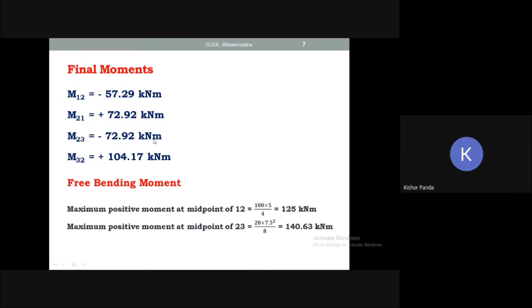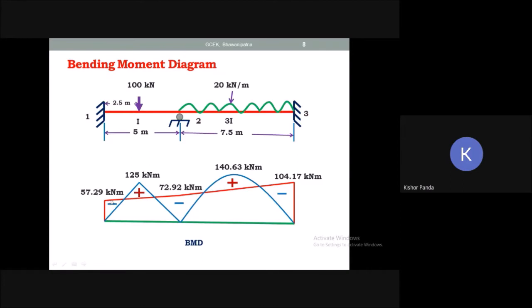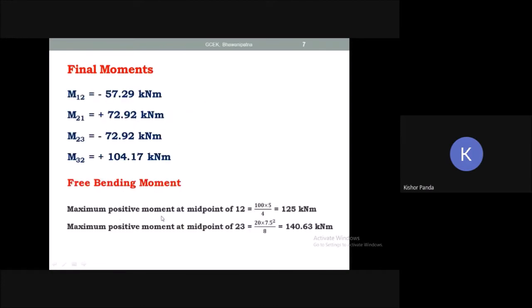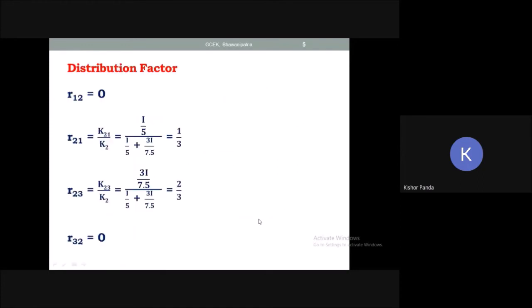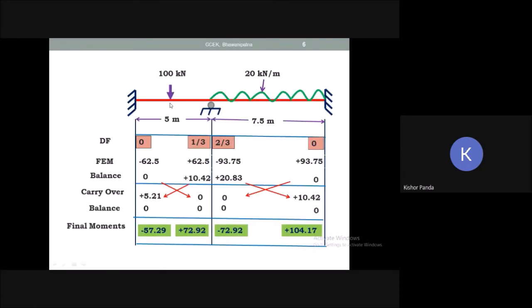Then what is the next step? Then you have to draw the bending moment diagram. You know how to draw the bending moment diagram. Already we have discussed it in previous methods. First, you have to find out the maximum positive moment at the midpoint of 1, 2. Because here you see, for span 1, 2, the load is given at the midpoint, 100 kilonewton. And on span 2, 3, the load is a UDL, 20 kilonewton per meter. So due to this load, what is the positive moment for span 1, 2? And what is the positive moment for span 2, 3? You have to find out first.